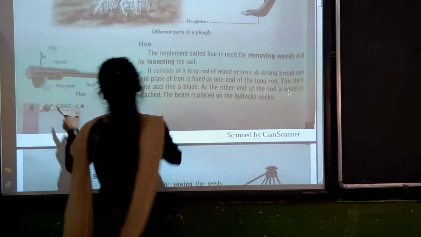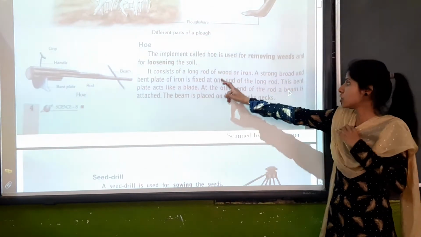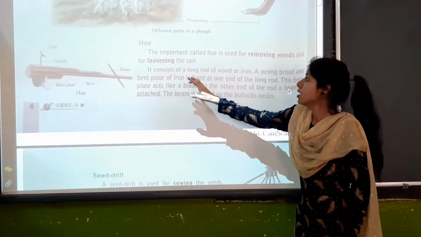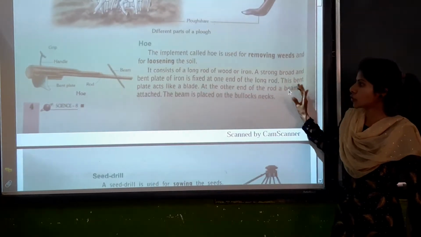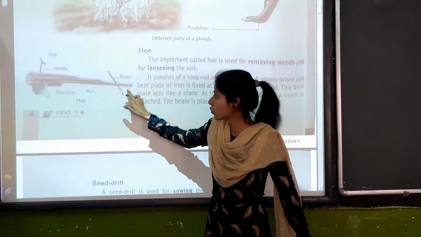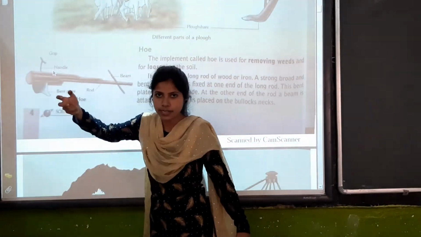You can see the diagram of the hoe here. The hoe is again an agriculture implement, used for removing weeds and for loosening the soil. It consists of a long rod of wood or iron. You can see the structure here. Again, it consists of a long wood, a beam, and a hand grip to handle that log.